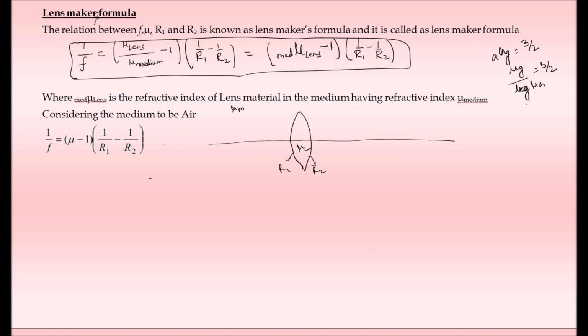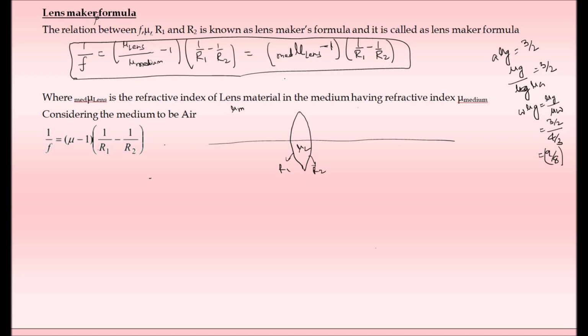Now if we place the same glass, or the same lens, in water, then its refractive index will change to W mu G, that is mu G by mu W. It is the refractive index of glass with respect to water, and it is equal to 3 by 2 divided by 4 by 3, that is the refractive index of glass with respect to air divided by the refractive index of water with respect to air, and from there we get the value 9 by 8. So the relative refractive index of glass with respect to water is equal to 9 by 8.